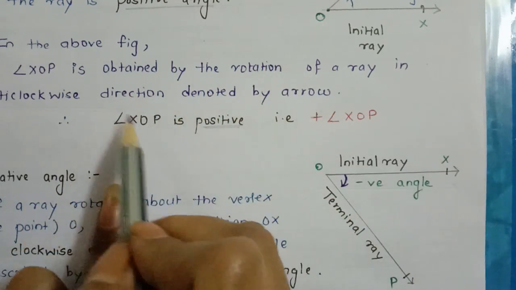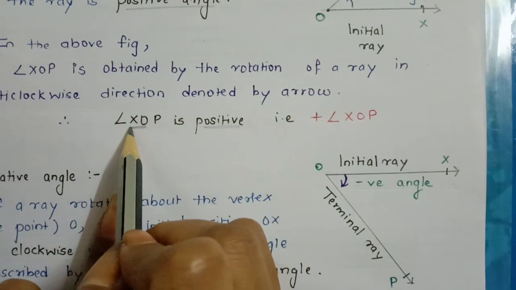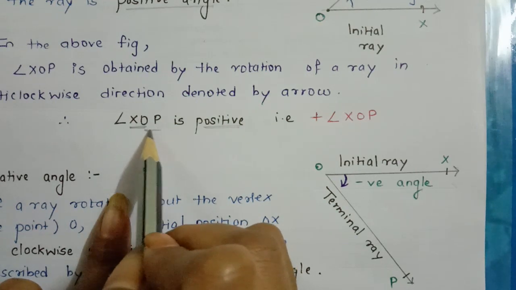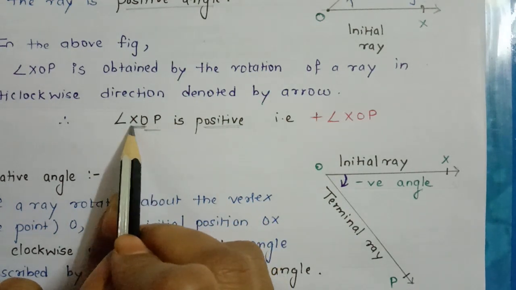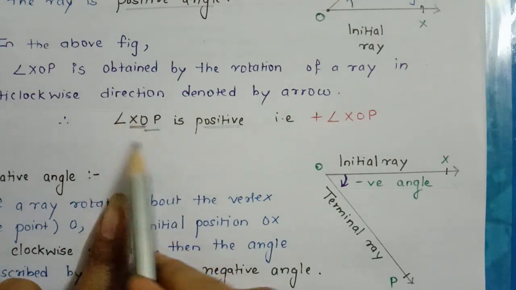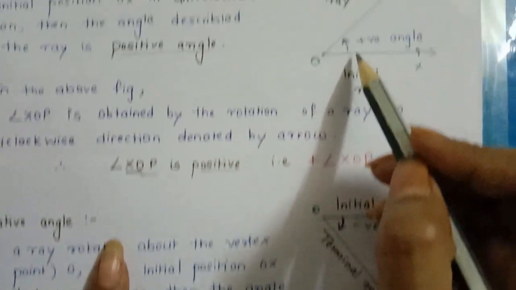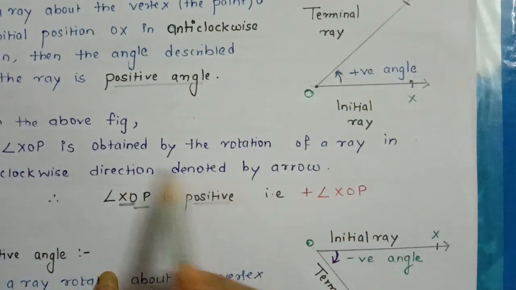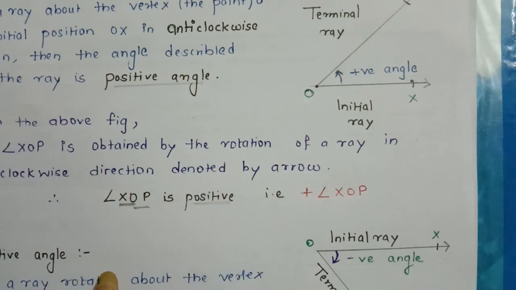Why? The reason is, why we are considering this angle XOP as the directed angle? The reason is that firstly you have to write the initial ray, and then there should be the terminal ray. So firstly it should be initial ray, then the terminal ray. Okay, and here the theta is rotating in an anti-clockwise direction. That's the reason the angle is here in a positive form.